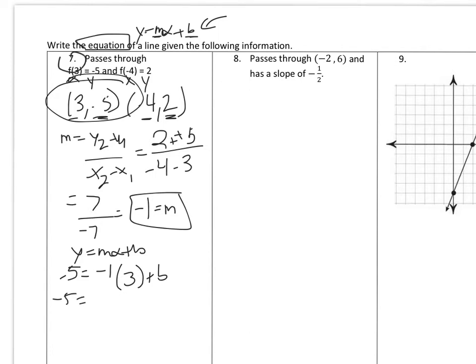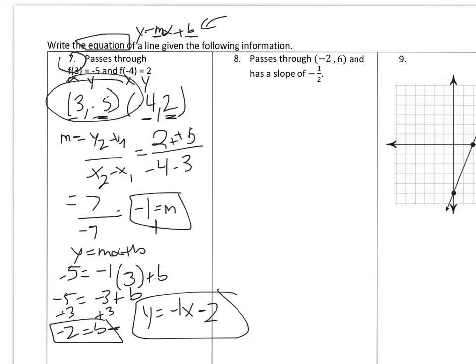So negative 5 equals negative 3 plus b. I need to do the inverse operation of subtraction of 3 to move to the other side, so add 3. So I get negative 2 equals b. Now I have my y-intercept right down here. I have my slope right here, so let's write the equation. Negative 1x plus a negative, which is subtraction of 2.